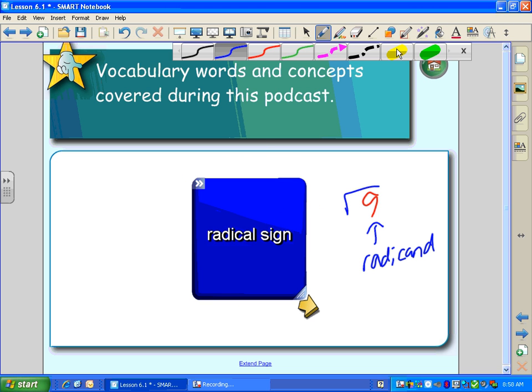Radical sign. The radical sign is another name for the square root. Radical sign is that symbol right there that means square root.